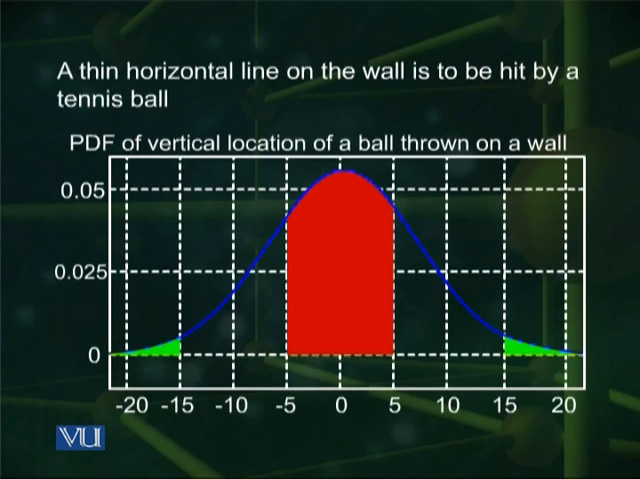So using numerical techniques again, the total area under these two tails comes out to be 0.034. So there is a 3.4% chance that the point that you are going to hit will be at least 15 centimeter below the target or at least 15 centimeter above the target.